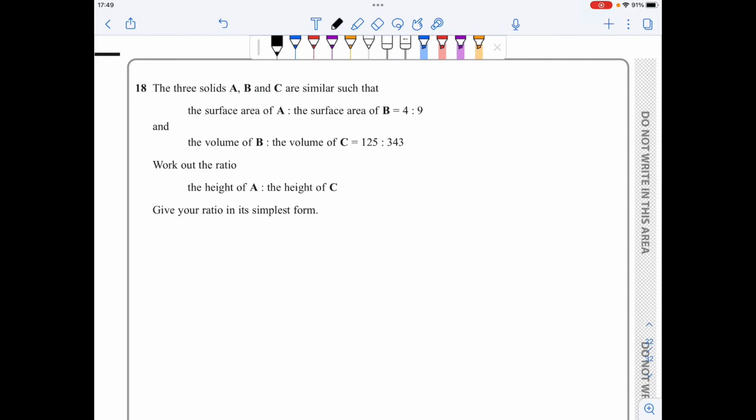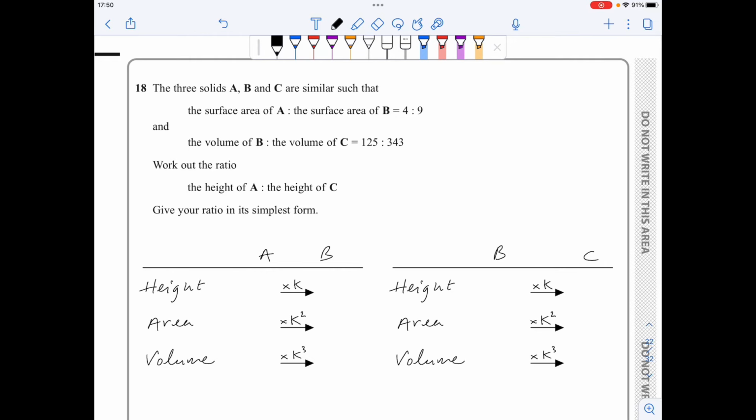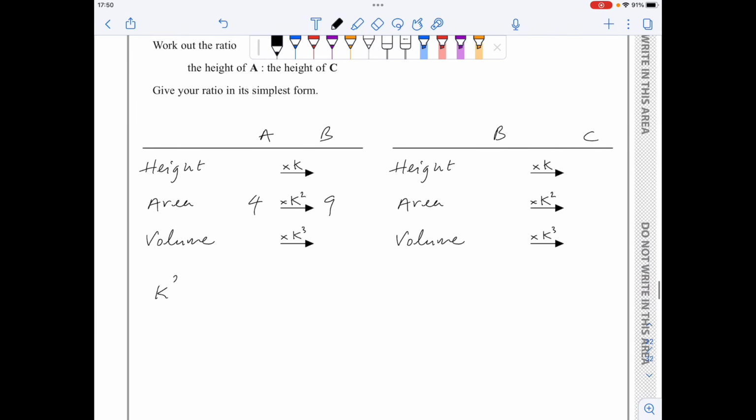For question 18, I have surface area and volume of similar shapes. So I'll create the standard table I use whenever I have this type of problems. But this time I'm going to create it twice, one for shapes A and B and one for shapes B and C. For shapes A and B, I know the ratio of their surface areas is 4 to 9. Hence, K squared is equal to 9 over 4. Thus, K is equal to 3 over 2.